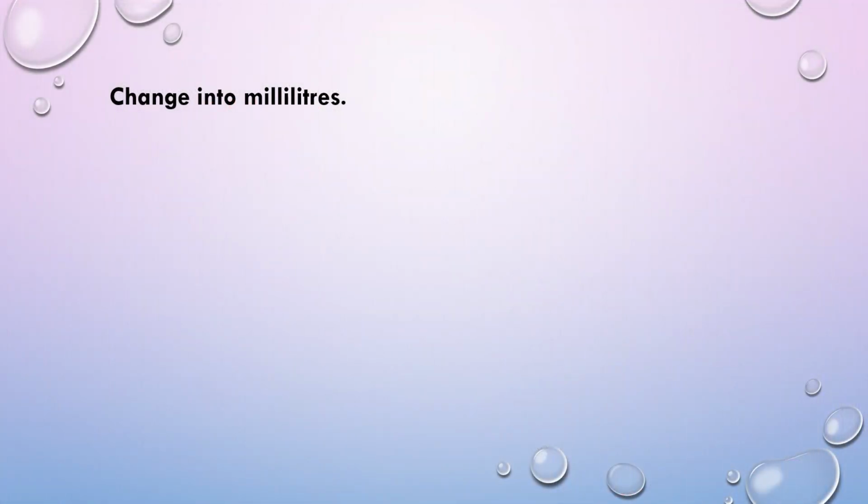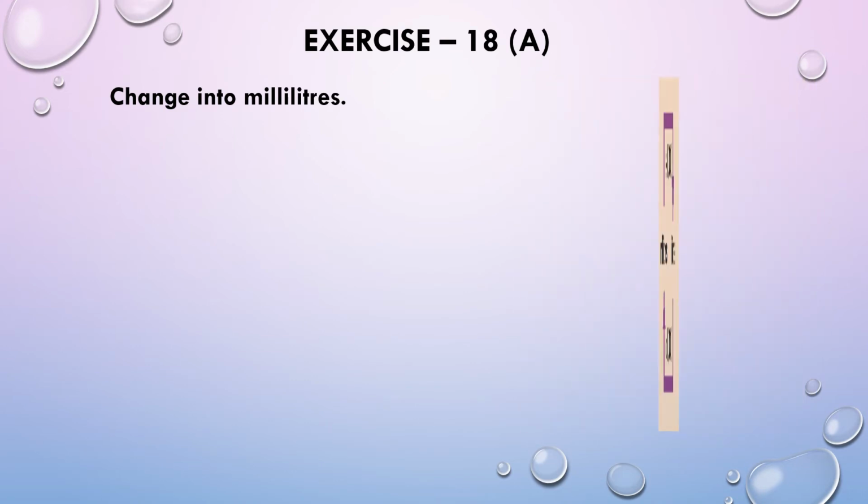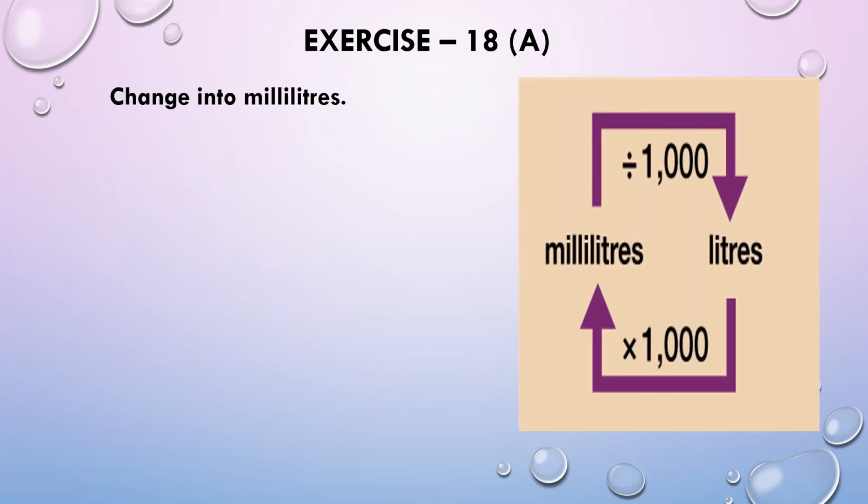Now children, let's do the exercise 18A, first part, that is change into milliliters. As I told you children earlier also that 1 liter is equal to 1000 milliliters. Whenever you will change milliliters to liters, you will divide by 1000. But when you will change liters to milliliters, you will multiply by 1000. Now here you have to change liters into milliliters.